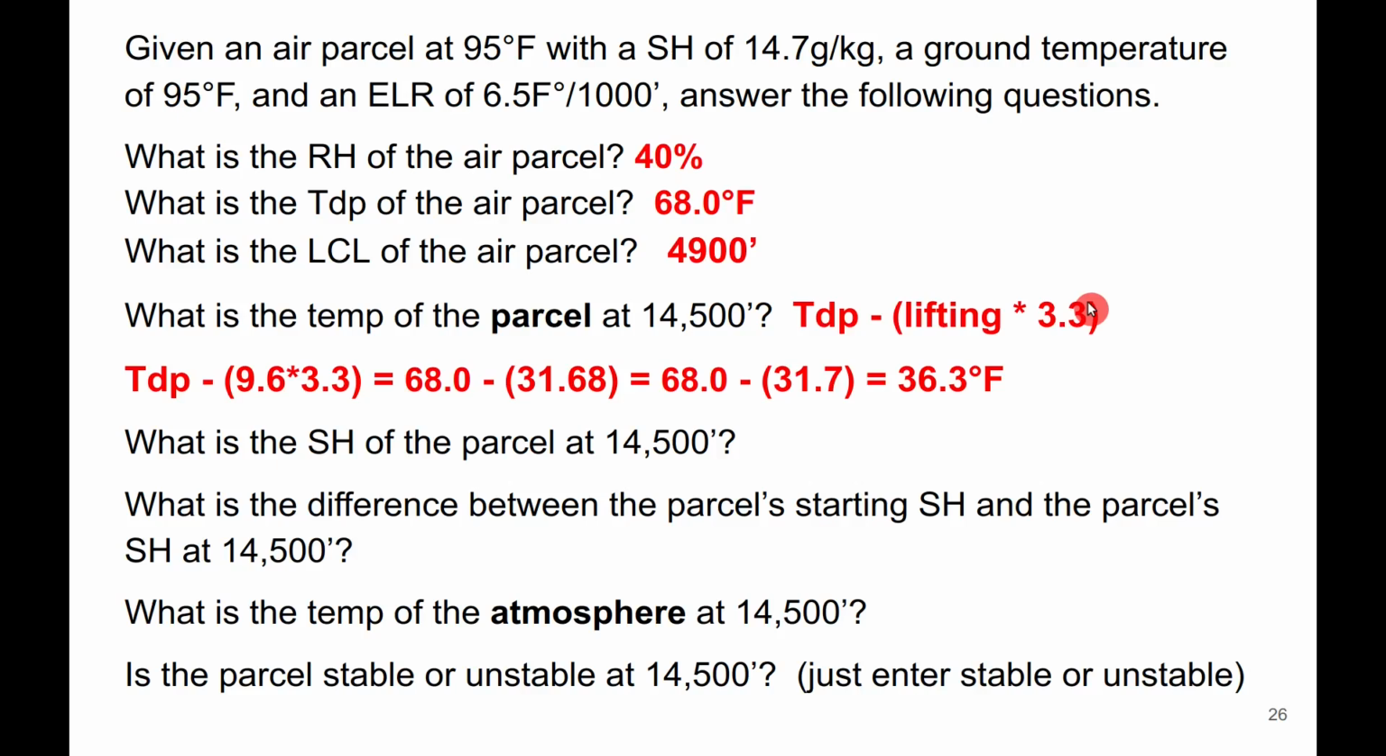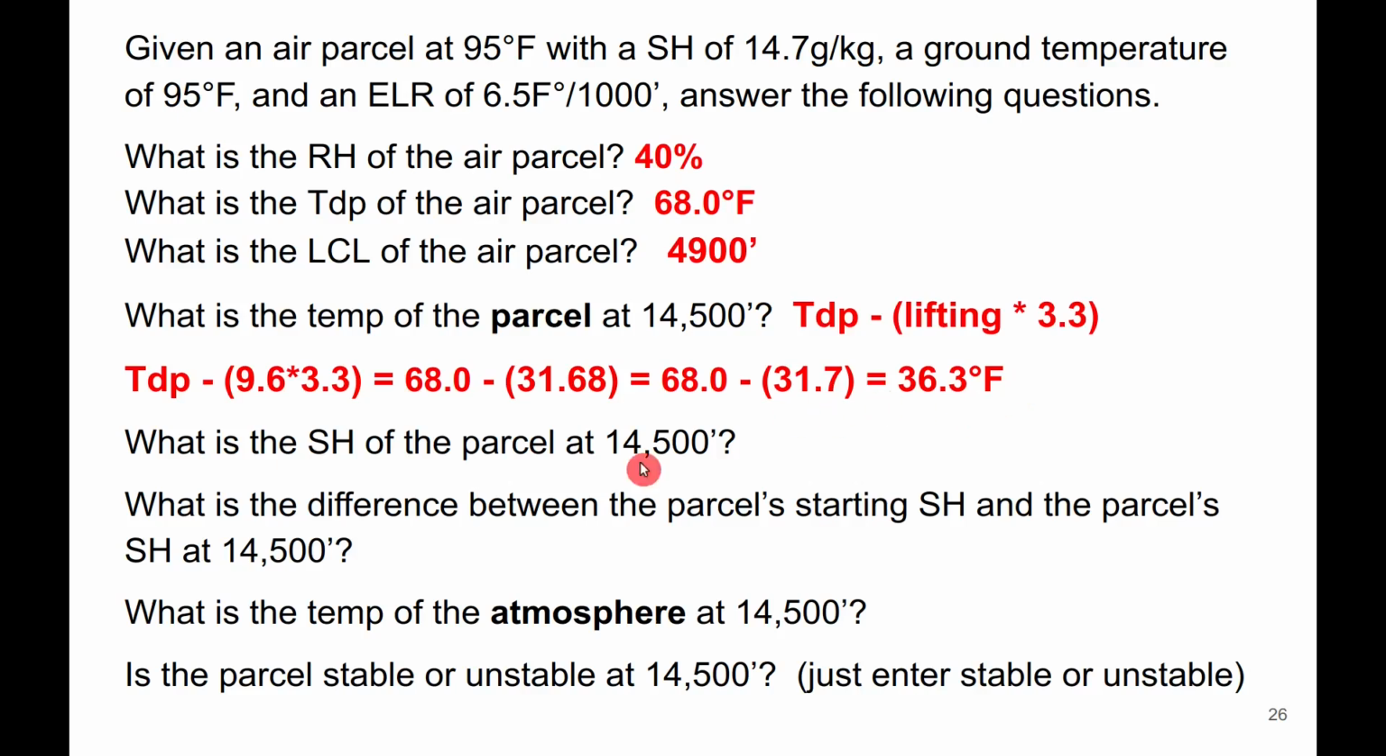So plugging those numbers in, we are going from 4.9 thousand up to 14.5 thousand. So that's 9.6 thousand feet of lifting, 9,600 feet of lifting. And it's going to cool 3.3 degrees. So that works out to 31.68. We're going to round that to 31.7 degrees. So our starting dew point temperature was 68 degrees. It cooled by 31.7. So the new temperature of the parcel is going to be 36.3 degrees.